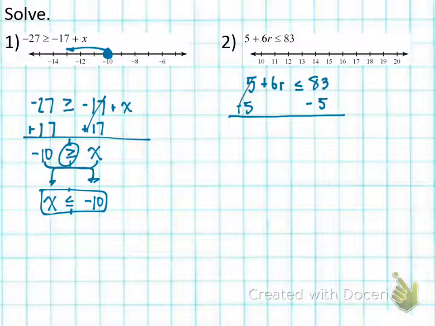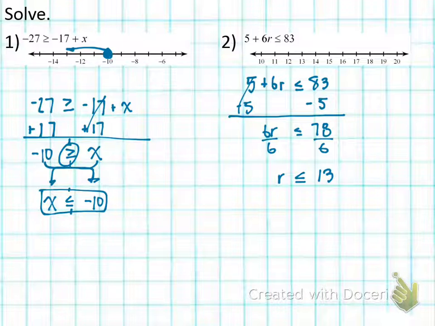When I do that, these two 5s cancel out, leaving just positive 6r, which is less than or equal to, we got 83 minus 5 is 78. Okay, I'm going to divide both sides by 6, leaving r is less than or equal to, well, 78 divided by 6 is what, 13? Is that right? Yeah, that's right.